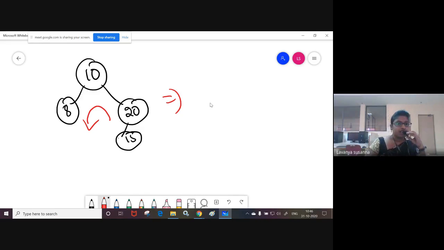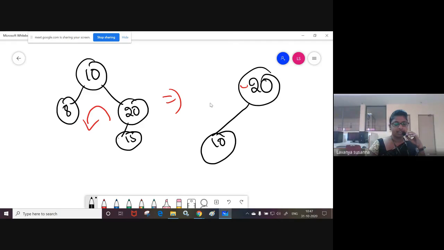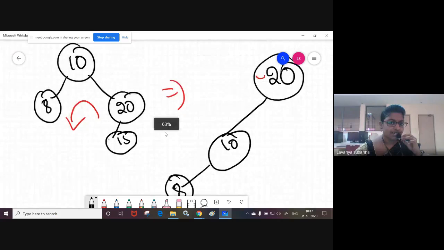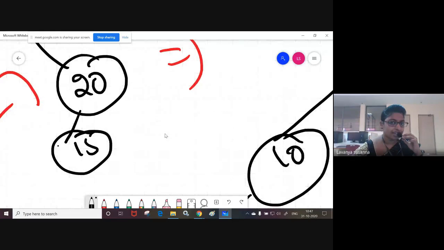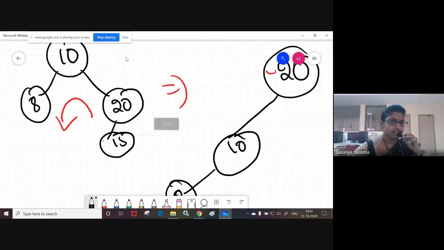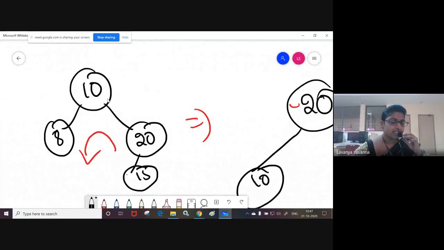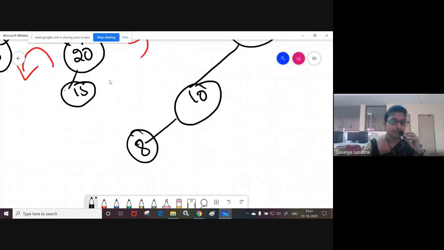Resultant tree. That means 10 you need to rotate. 10 should come to the left child of 20. 20's left child is 10. You are rotating 10. 10's right child is as it is, 8. And here, 20's left child is 15. But here you have rotated 10 as the left child of 20, but there is already a left child of 20. What is that? 15. 15 comes as the right child of 10.